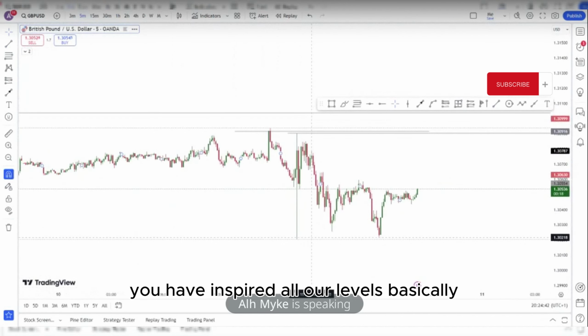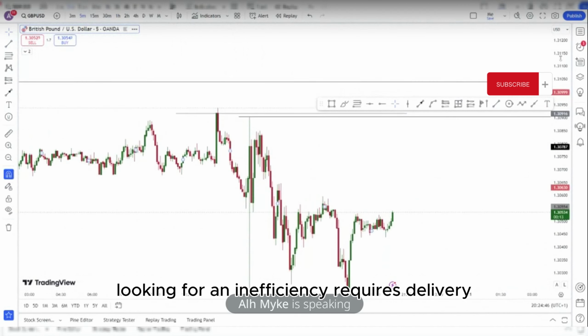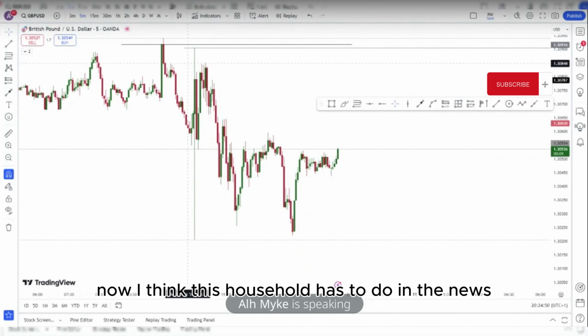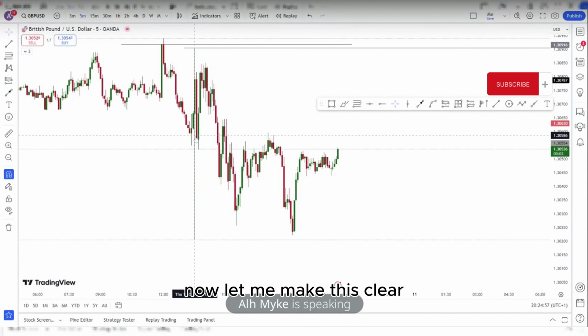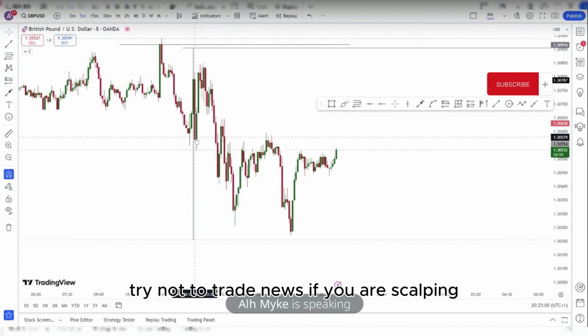We've identified all our levels basically. On the 5 minutes time frame, we're going to just be looking for an inefficiency in price delivery. And I think this has something to do with the news. This should be around the time of the news release. Now, let me make this clear. Try not to trade news if you are scalping.